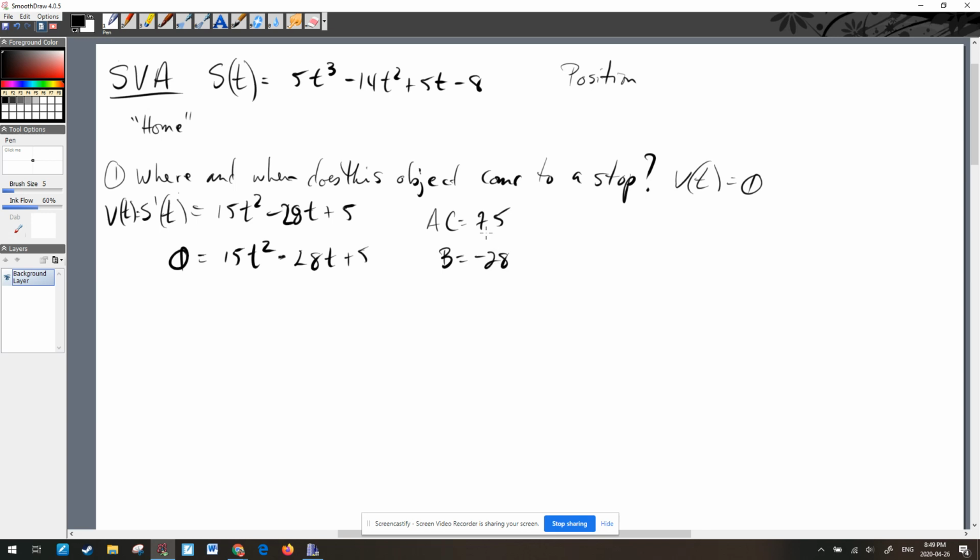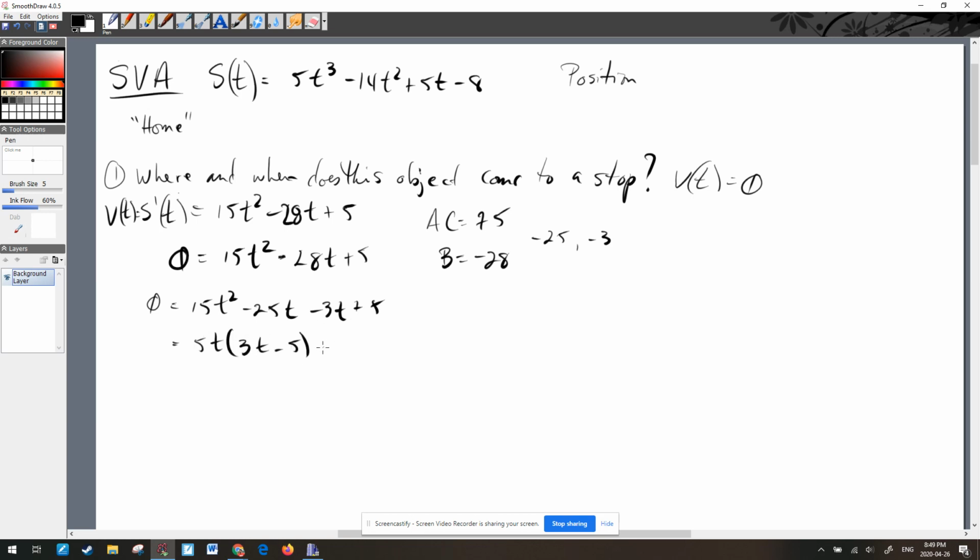Two negative numbers that multiply to 75: negative 25 and negative 3, because negative 25 times negative 3 is positive 75, and adding them gives negative 28. So I'm going to decompose this: 0 is equal to 15t squared minus 25t minus 3t plus 5. Do some greatest common factoring. It's going to be 5t, which leaves me with 3t minus 5.